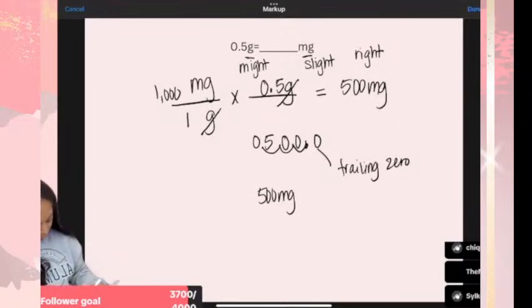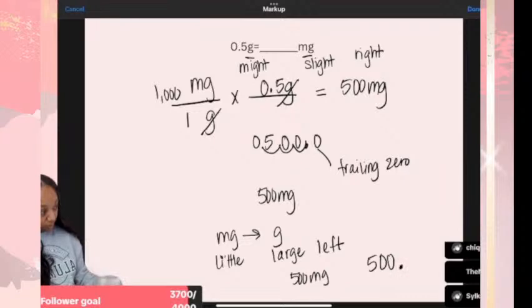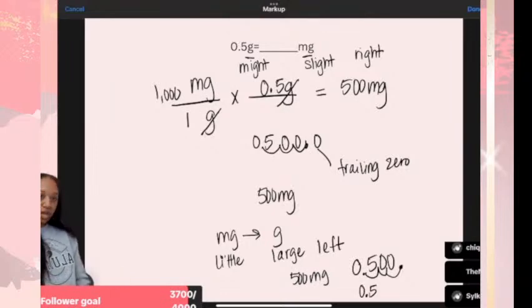If you were going from milligrams to grams, you're going from little to large, so left. If you have 500 milligrams, let me write this bigger, 500, your decimal is right here. You would go 3 spaces to the left: 1, 2, 3. And that is your new number with your decimal space, okay? So just some things to help you get through. Alrighty.